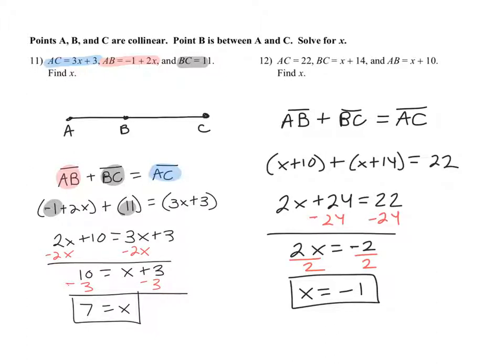Okay, let's check our answers here. So I can see that we substituted AB with x plus 10, BC we substituted with x plus 14, and AC we substituted with 22. Then you're solving a linear equation here, and you should get x equals negative 1.